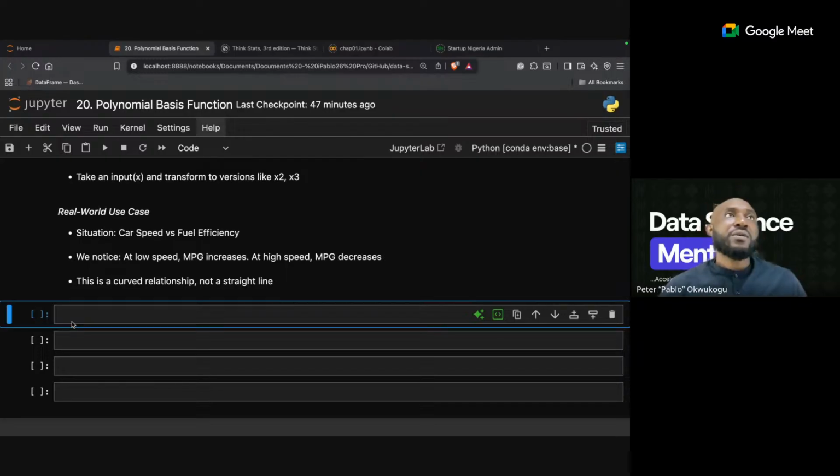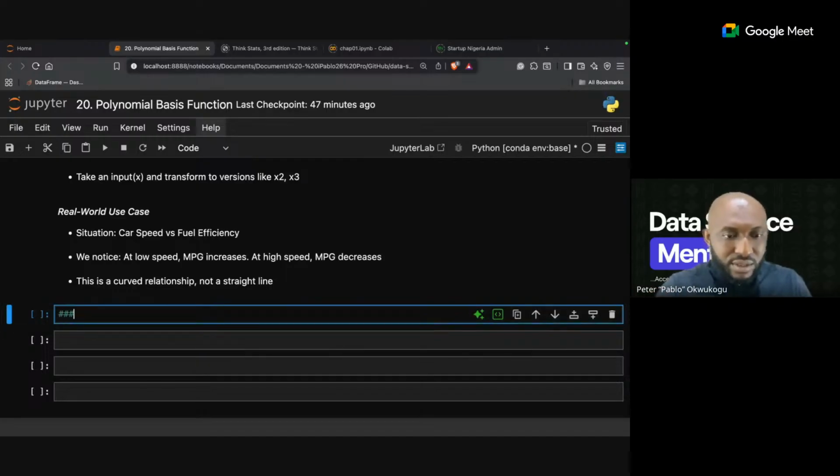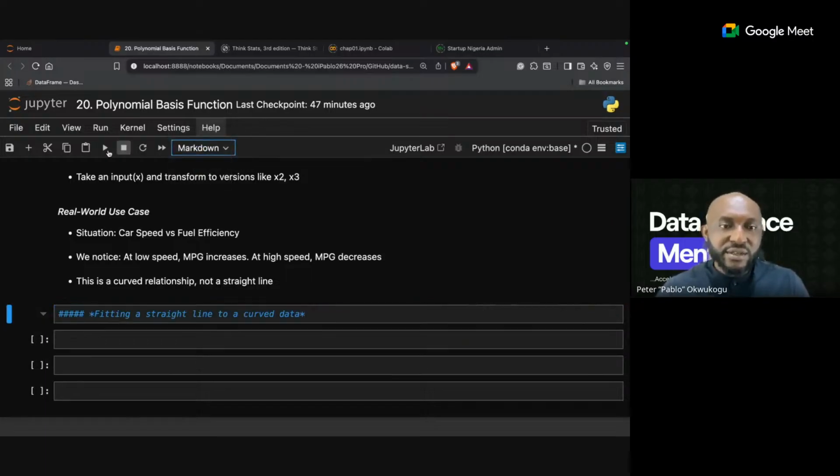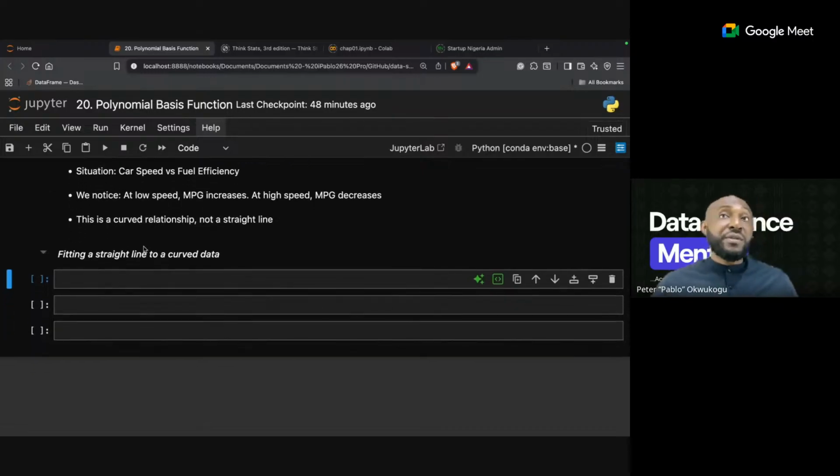So to do that, this is going to be called fitting a straight line to curved data. This is what this is, fitting a straight line to curved data. Now we're going to generate the data, because that's the first thing you would do, then we'll see what it looks like. Then we go on to fit the data into a model, then visualize it.